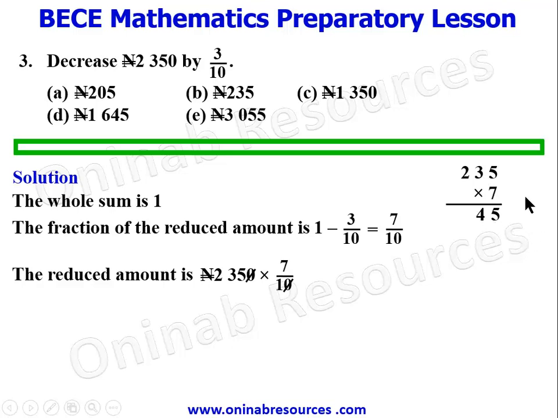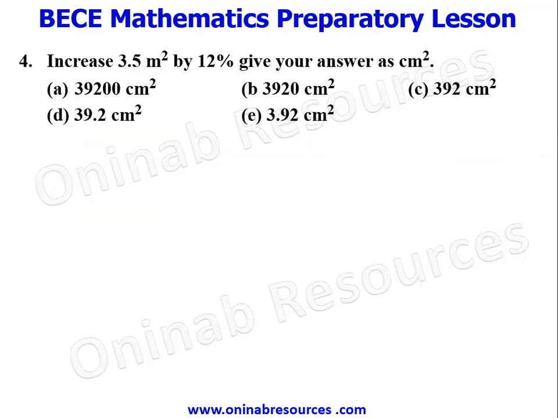We write 4 carry 2. 7 times 2 is 14. 14 plus 2 gives 16. So we have it as 1,645, and that gives the reduced amount as 1,645 naira. And that is the solution to problem 3, which is option D. Now we go to problem 4.